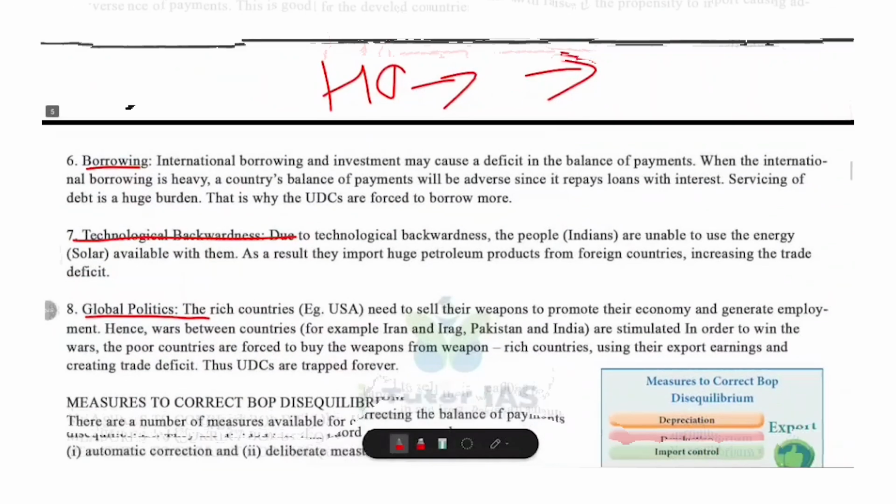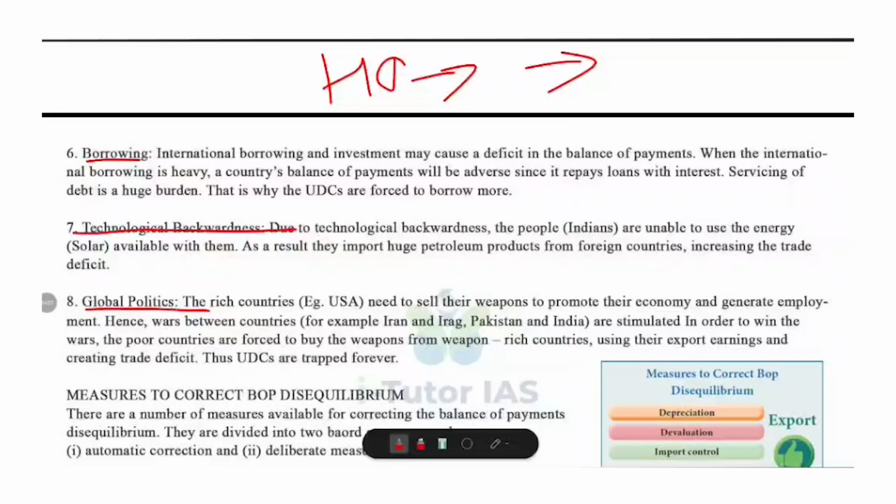And next one, borrowing. Heavy international borrowing can worsen BOP. Why? Because debt repayment includes interest, which increases outflow of foreign currencies, and BOP becomes adverse. So many UDCs borrow repeatedly and are trapped in a debt cycle.